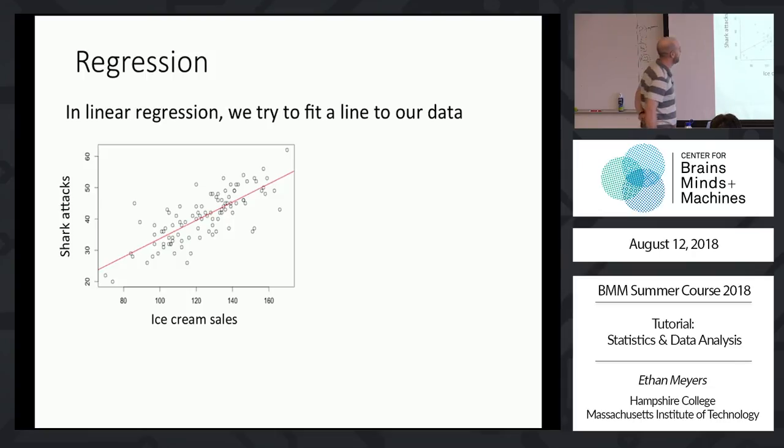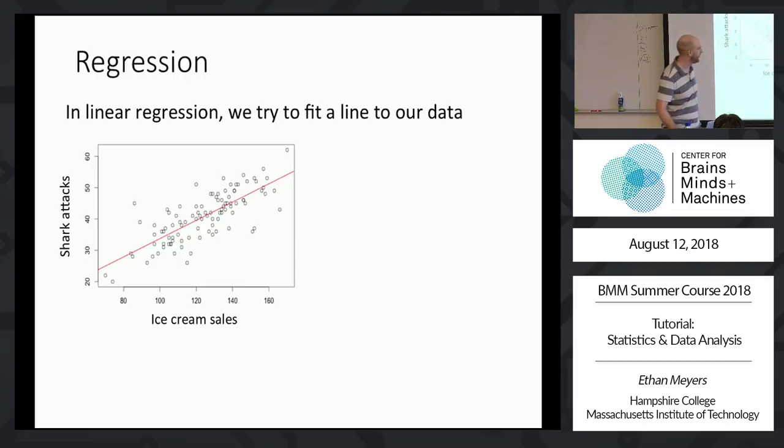So what I can do is predict, based on the amount of ice cream sales I have, the probability or the number of shark attacks that are going to occur in a given year, right? So if a lot of ice cream was sold, I can use this line and say this year we sold 140 tons of ice cream and there were 45 shark attacks, right?